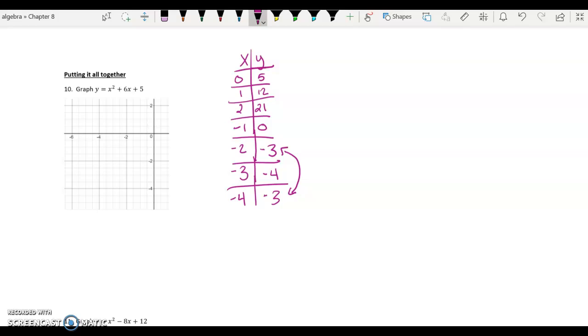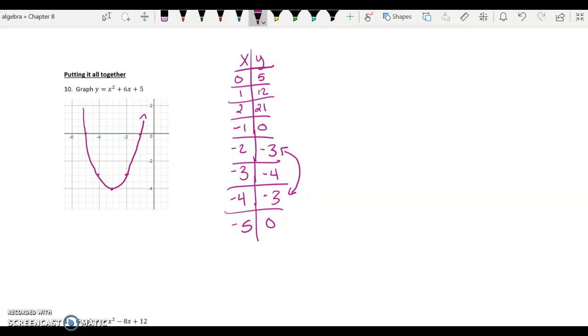All right, you can plot these, and that would help you graph it. So negative 1, 0, negative 2, negative 3, negative 3, negative 4, negative 4, negative 3, and starting to form that parabola shape. I bet if I plugged in negative 5, I would get 0. So when I do that, I get 0, and I could graph it. So now we know what it's going to look like.